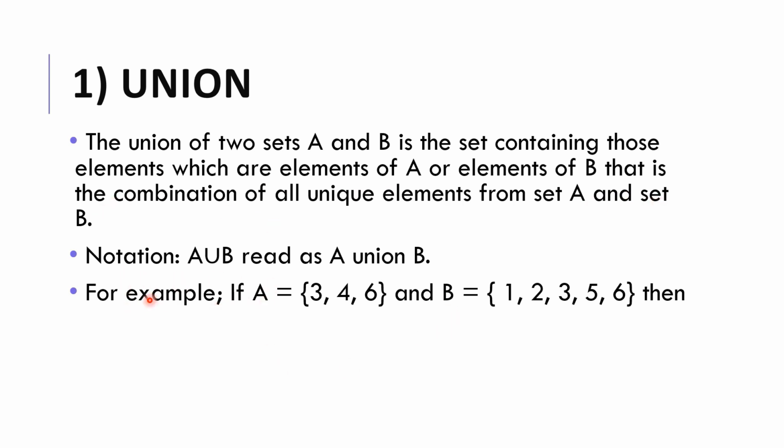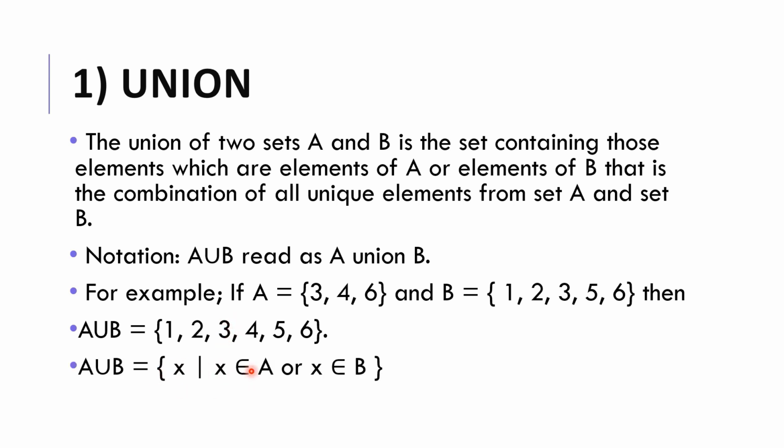Now let's see the example. Set A contains 3, 4, 6. Set B contains elements 1, 2, 3, 5, 6. Now A union B, we start from the smallest number. Here the smallest number is 1. Here is the A union B: 1, 2, 3, then 4, 5, 6. So this is the A union B. Basically A union B is just a combination of the elements of two sets, but these elements must be unique, meaning these elements should not be repeated.